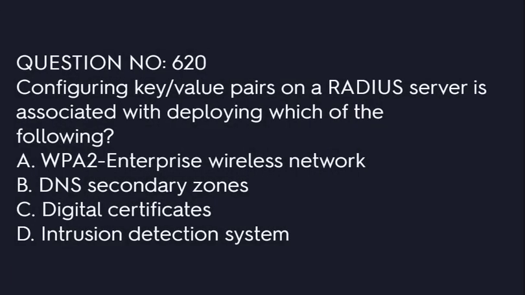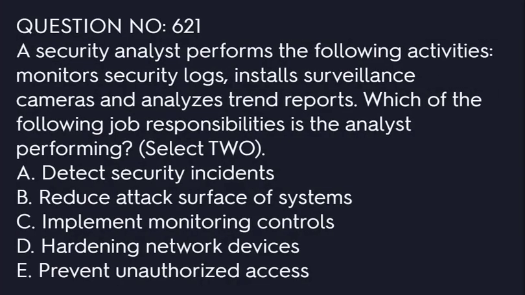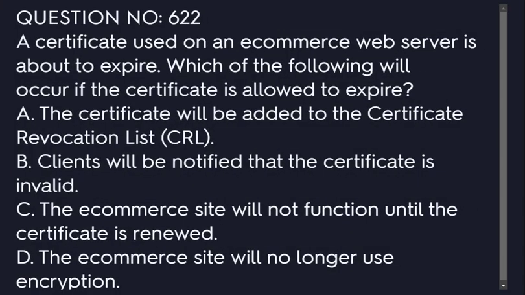Question number 620. Configuring key-value pairs on a RADIUS server is associated with deploying which of the following? A. WPA2 Enterprise Wireless Network. B. DNS Secondary Zone. C. Digital Certificates. D. Intrusion Detection System. A. A, C. B.